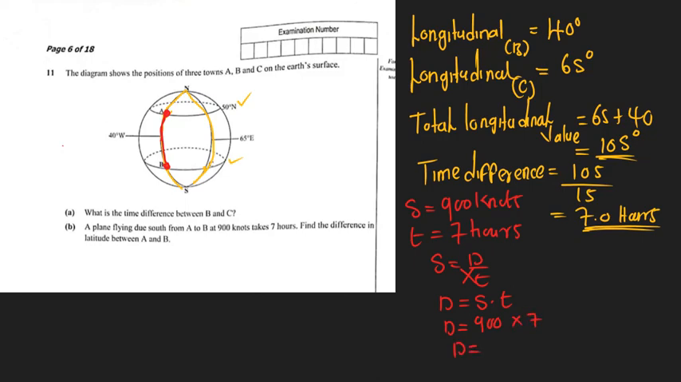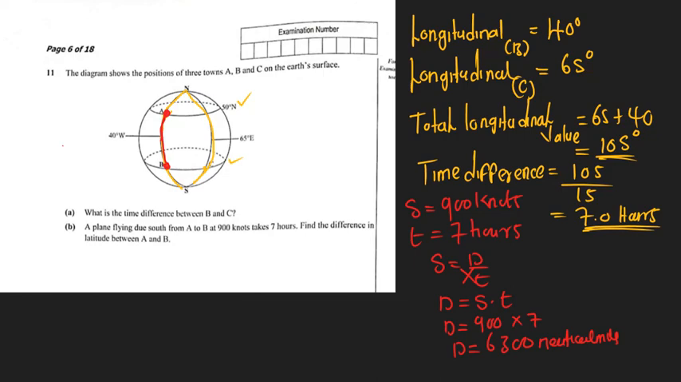This is a topic that I used to enjoy. Today we have to be very quick. I'm sure you are practicing how to calculate without using your calculators. So you're going to get 6300. That is your distance.